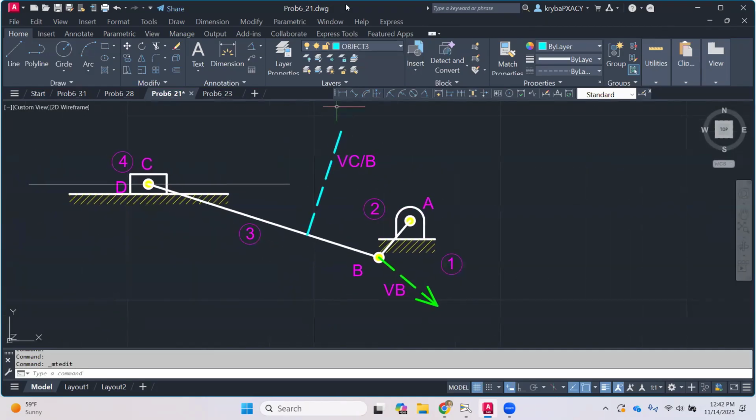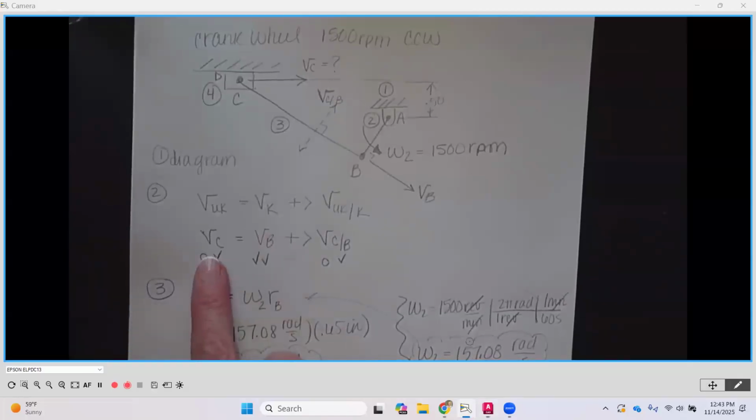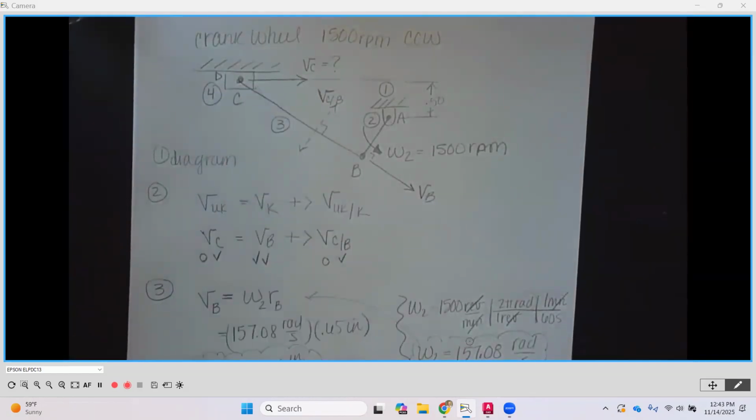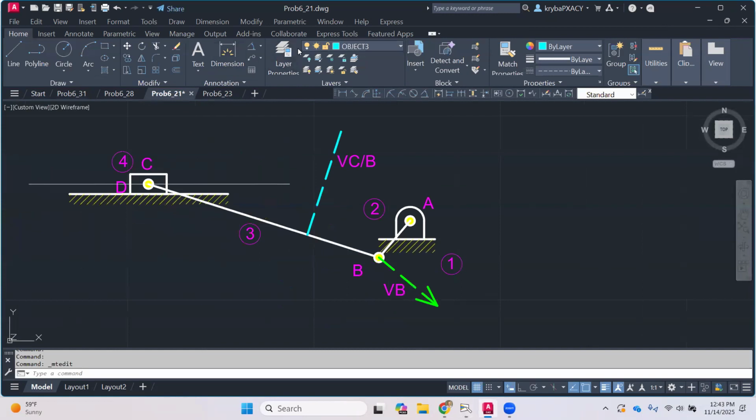And then my last vector that I'm going to add here for orientation is going to be the direction for velocity of C. And we know that to be through point C going horizontal. We're pretty sure it's going to point to the right, but we're not going to put an arrowhead on it until we do our vector equation. So I'm going to go back over here, change my layer, and I'm just going to draw a horizontal line just like that. And that's just going to represent the velocity of C.